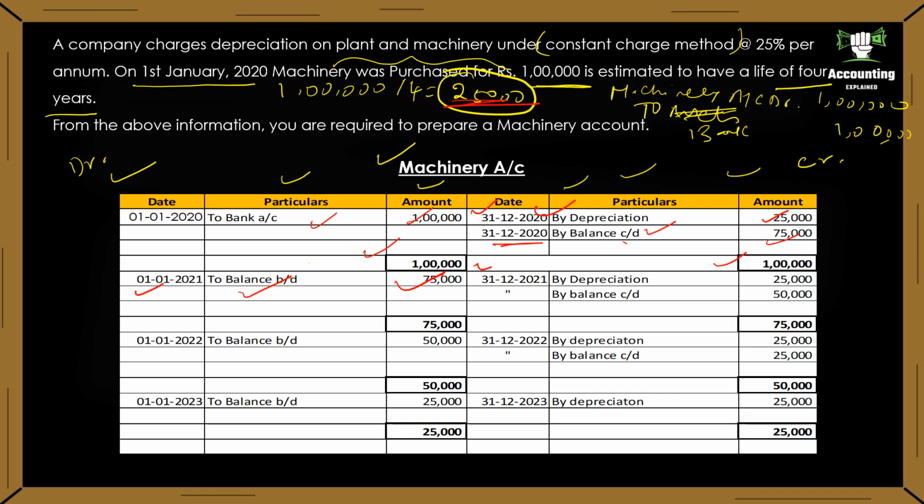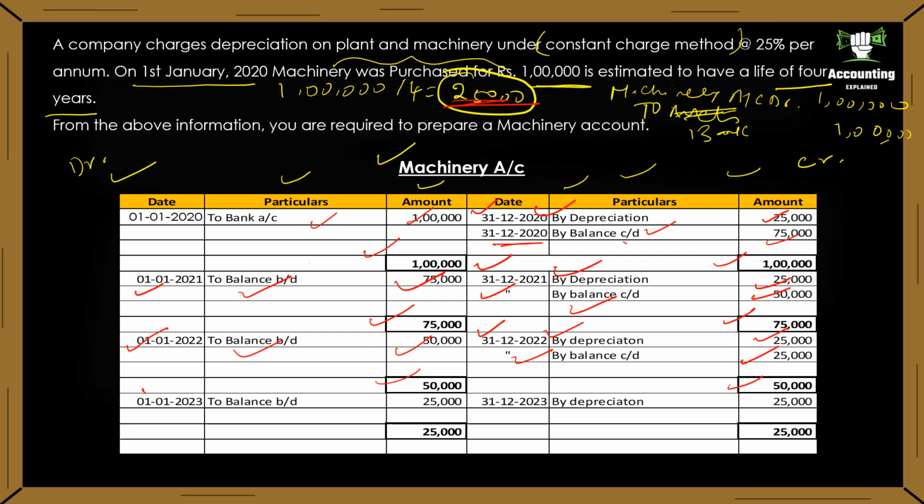Again, at the end of the year, 31st December 2021, by depreciation 25,000. 31st December 2021, by balance carried down 50,000. The debit side total is more, so you write the debit side total on both the sides. On 1st January 2022, it is to balance brought down 50,000. On 31st December 2022, end of the year, by depreciation, same amount 25,000. The debit side is more, take the total on both the sides. Again, by balance carried down on 31st December 2022 is 25,000.